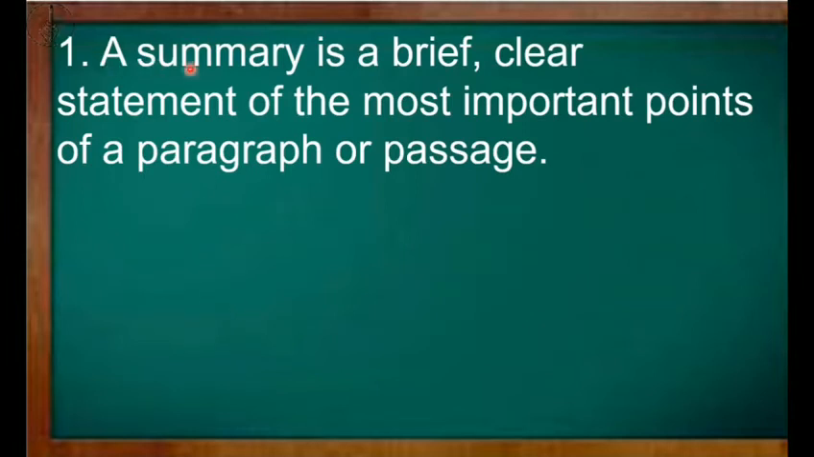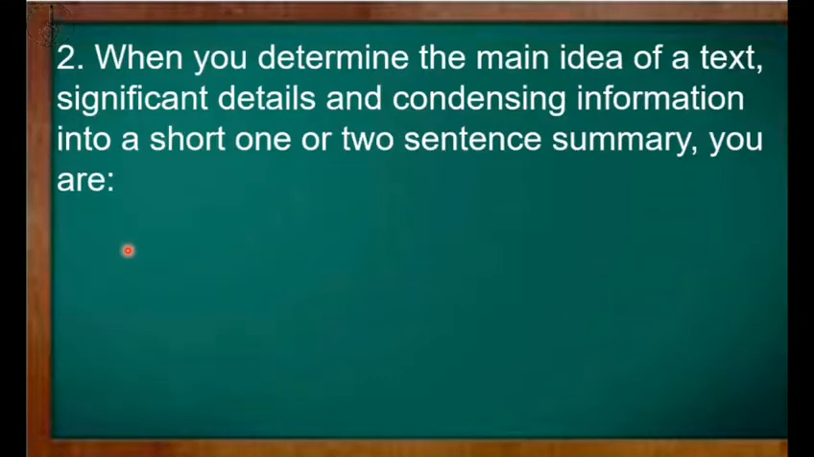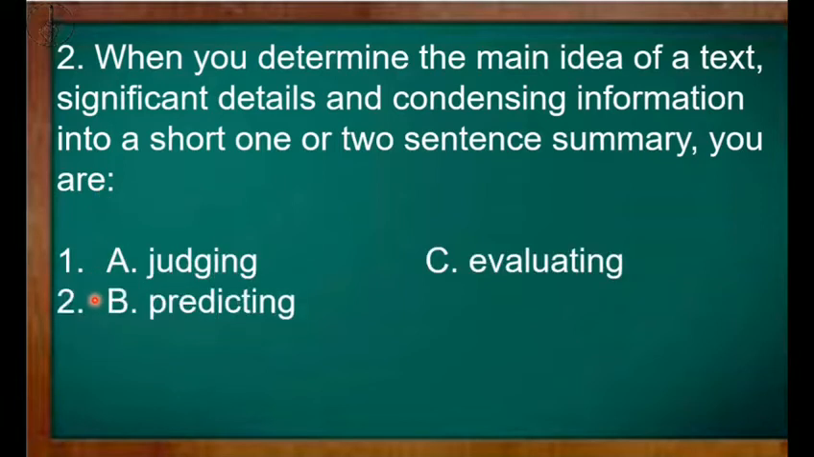Number 1. A summary is a brief, clear statement of the most important points of a paragraph or a passage. A. True. B. False. C. Maybe. D. Not sure. The answer is A, true. Number 2. When you determine the main idea of the text, significant details and condense information into a short one or two sentence summary, you are A. Judging. B. Predicting. C. Evaluating. And D. Summarizing. The correct answer is letter D.